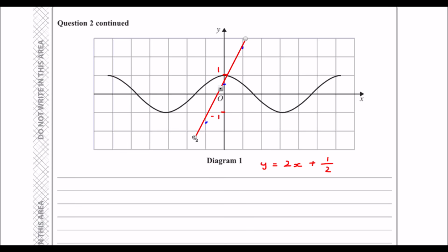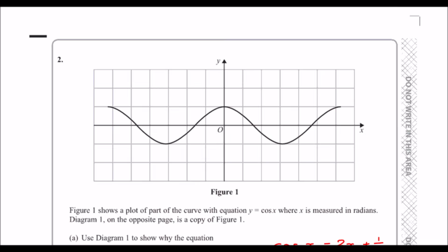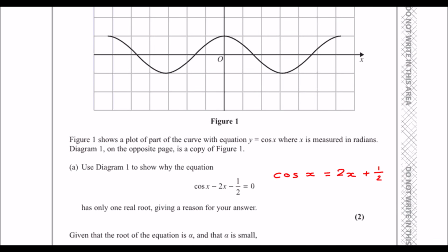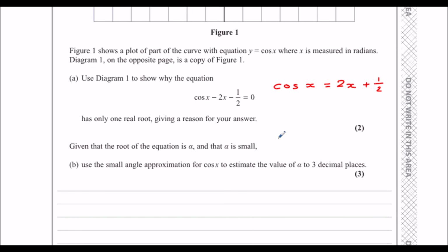we can see that the graph of y equals 2x plus a half crosses our graph of y equals cos x 1 time. So that's why it's got 1 real root. So giving a reason for your answer: the graph of y equals cos x intersects y equals 2x plus a half once.